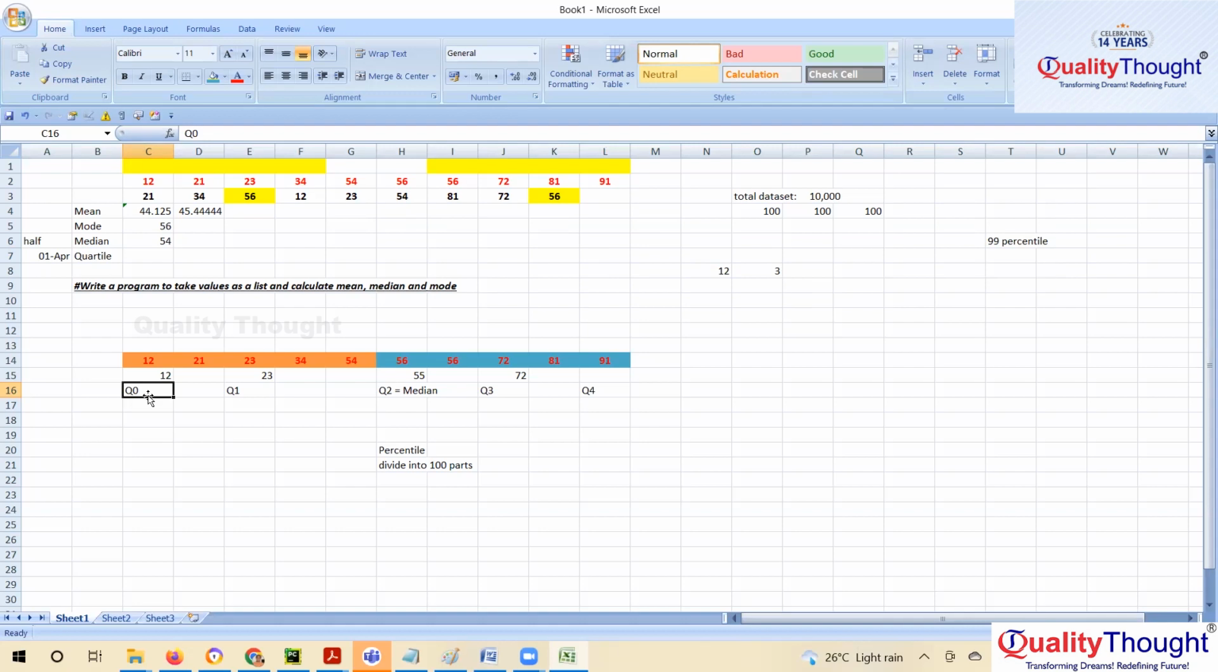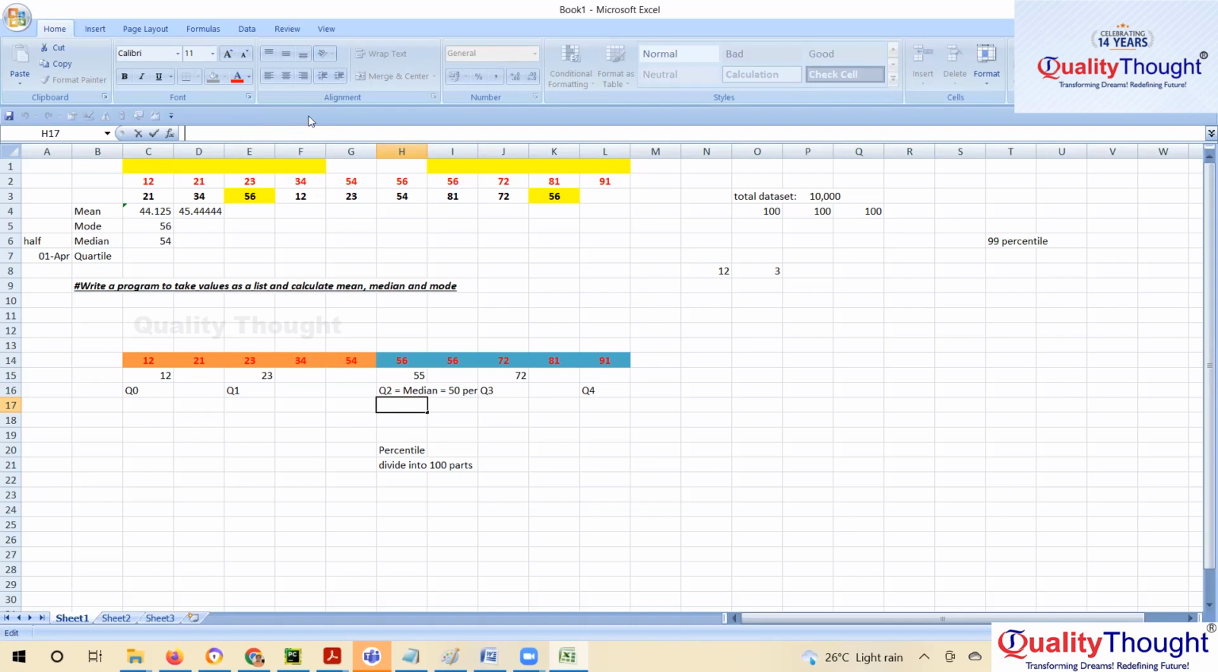Your quartile 2 is same as median, is same as 50 percentile. That means you are at the half. Equal number of people above your marks and equal number of people below your marks. It will only tell you the number of people, it will not tell you marks.